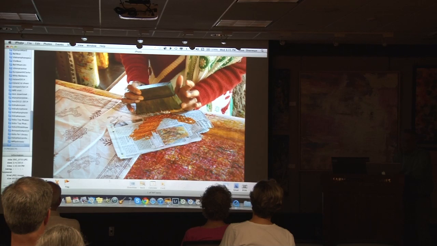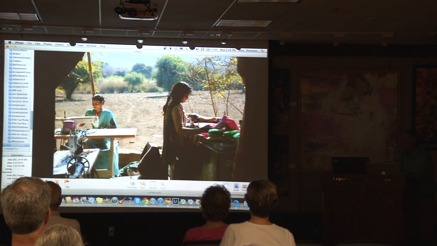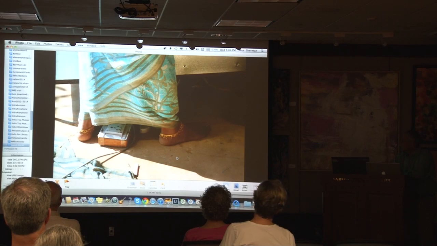And some of them do block printing, which is a big art form. And some do embroidery. And some sew. Some pretty modern machines. There's always the old and the new together.